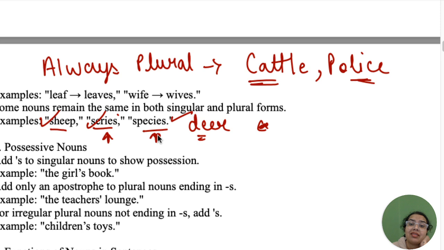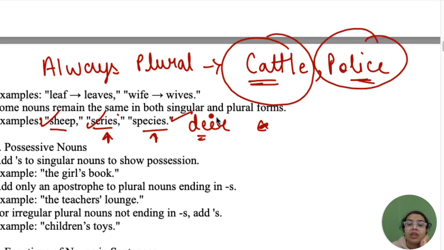दोनों में ही spelling ऐसा है. And when some words are used like these, okay, they are always plural. So police are, cattle are. That's the way you're going to use them.